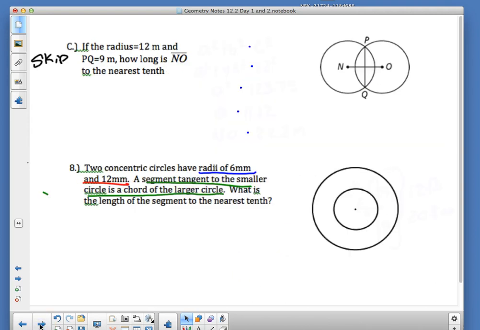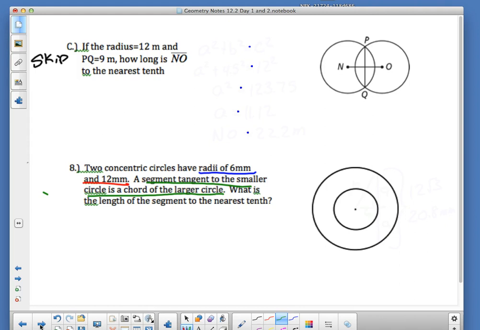I'm given information here about concentric circles. Concentric circles are circles with the same center. We went over concentric circles for the first time in chapter 6, and we did it again in chapter 5 previously, and I think we've done it since in chapter 10. We probably talked about concentrics, but not formally the way we did in 5 and 6. Two concentric circles have the radii of 6 and 12 millimeters. A segment tangent to the smaller circle is a chord of the larger.